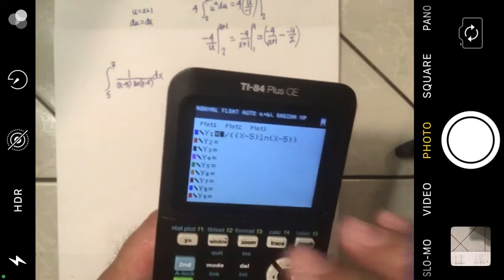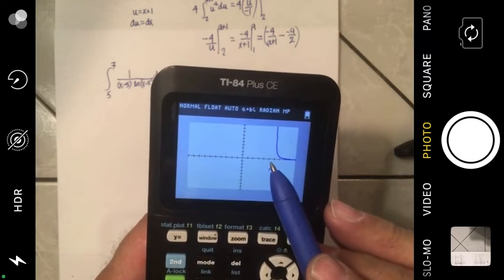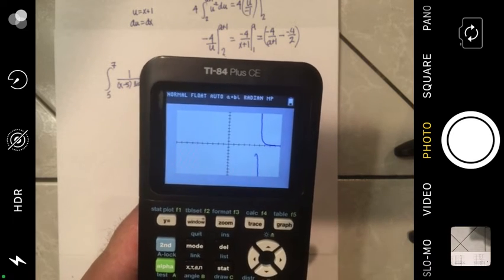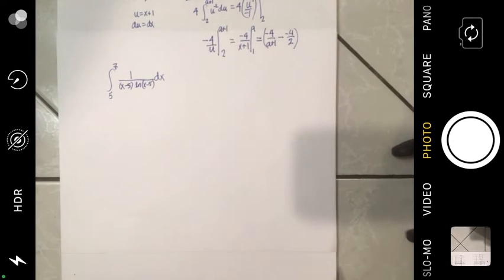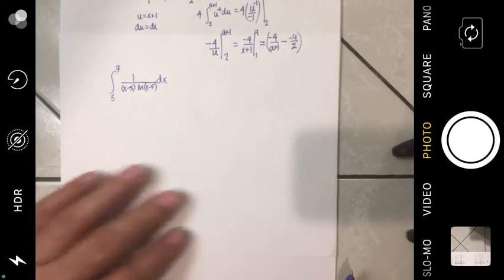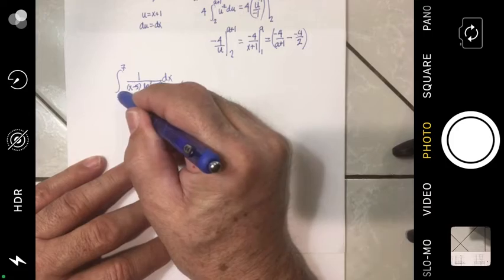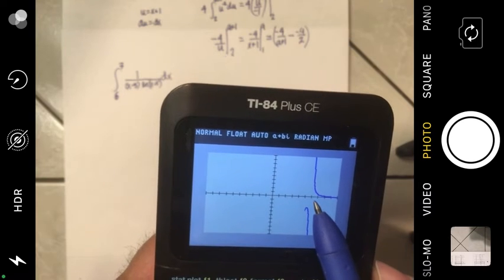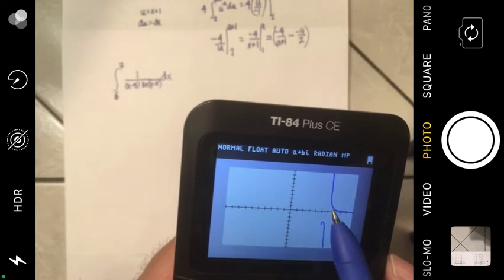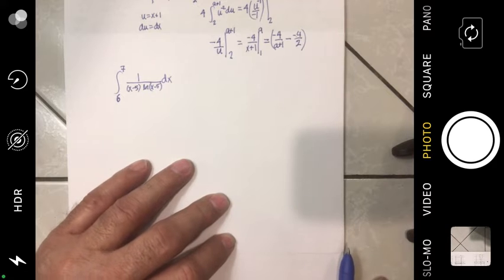Did I type something wrong? X minus 5. Yeah, no, I got it right. From 5 to infinity. So it's got a lot of crazy stuff going on here. But let's just do this one and see what happens. Oh, I know what. I want to go from 6 to infinity, because I didn't want to get involved with this. 6 is right here. All right, there's 6 to 7.